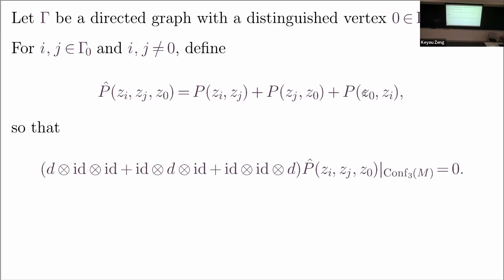For a directed graph with some distinguished vertex 0, if we choose 2 vertices, we can define the propagator in this way. So this new propagator is the sum of these 3. Why do I need to introduce this? Because this new propagator is nicer, because it is closed under the de Rham differential.